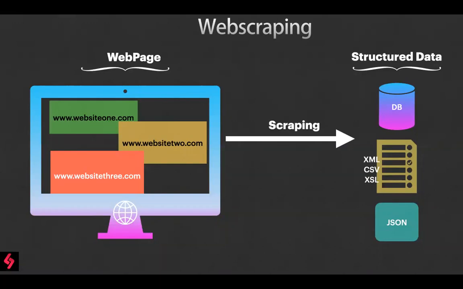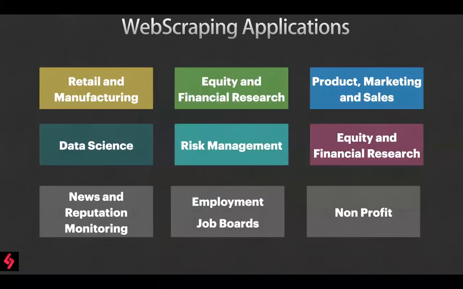Okay, so now you will see what kind of applications we have in web scraping. Mainly these web scraping concepts are used in retail and manufacturing, as I said, like Amazon and all, and in equity and financial research. It is also used in insurance and banking systems, and in product, marketing and sales. When people talk about web scraping, mainly it is used in product and marketing sales. If you want to increase your sales based on current market trends, we can use web scraping. It will pull all the detailed analysis from different web applications. That's called product, marketing and sales.